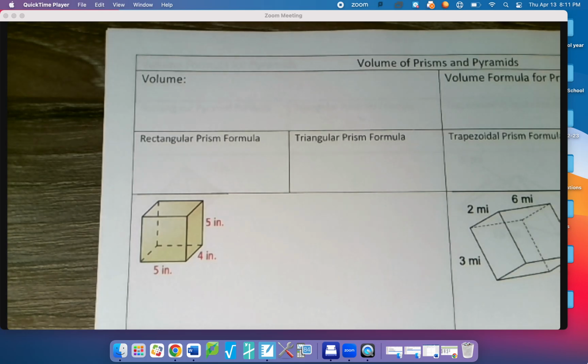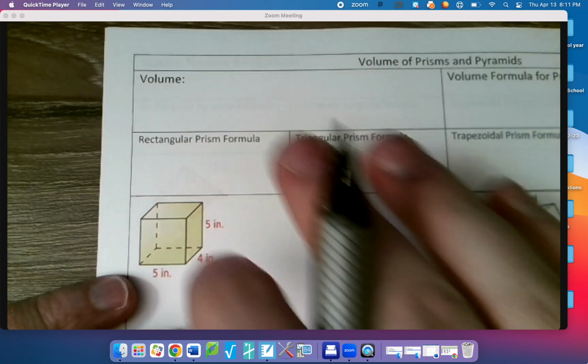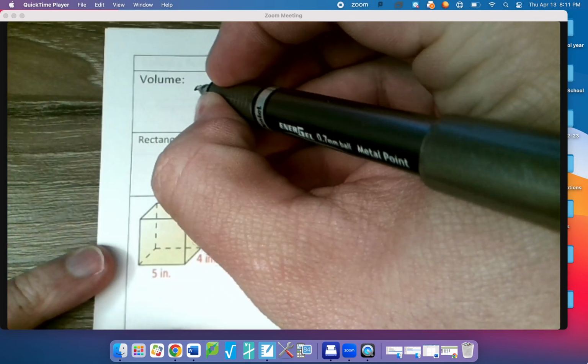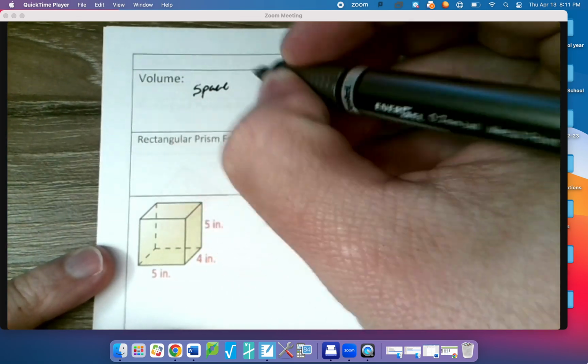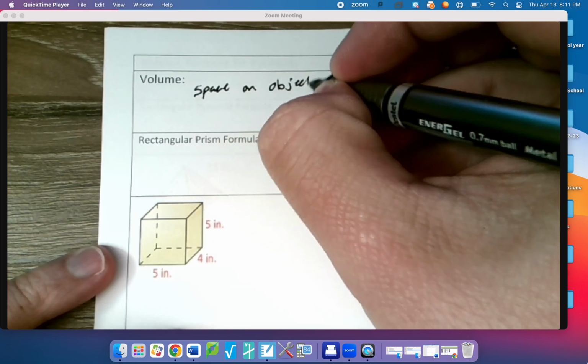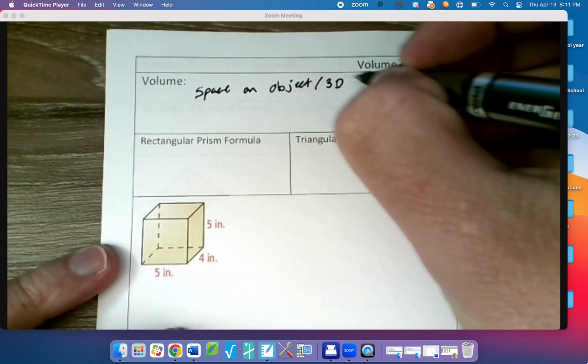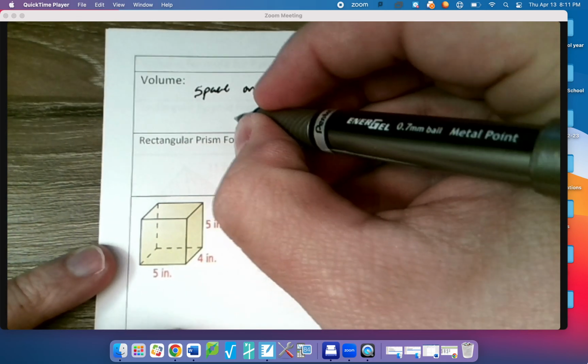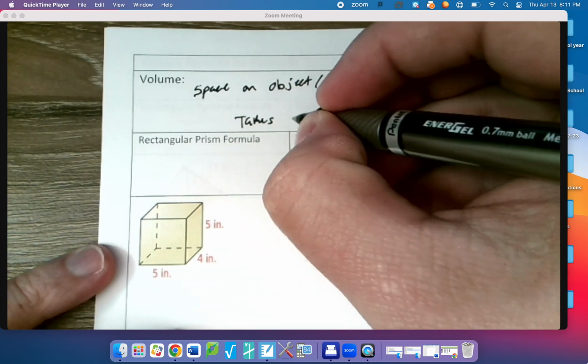Hi guys. Tomorrow in class you guys are going to look at the volume of prisms and pyramids. So let's start by talking about what volume is. Volume is the space an object, in this case a 3D shape, takes up.